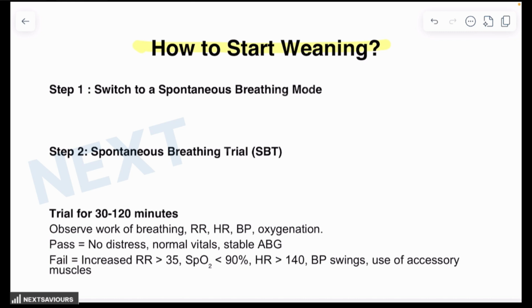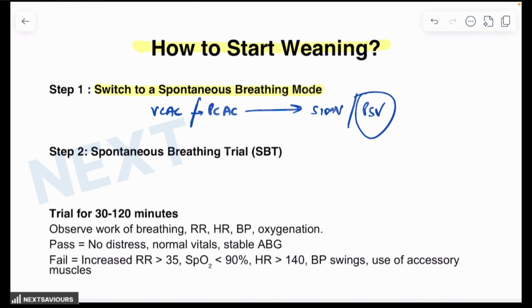First is switch to a spontaneous breathing mode. Once the patient is stable and meeting the criteria, then change the ventilatory mode. For example, if the patient is on VCAC or the pressure control assist control mode, then switch him to SIMV or directly to PSV. Why? Because SIMV allows the patient to take their own breath while still receiving some ventilatory assistance. And you already know that PSV provides minimal support or pressure support to patients who are breathing spontaneously.